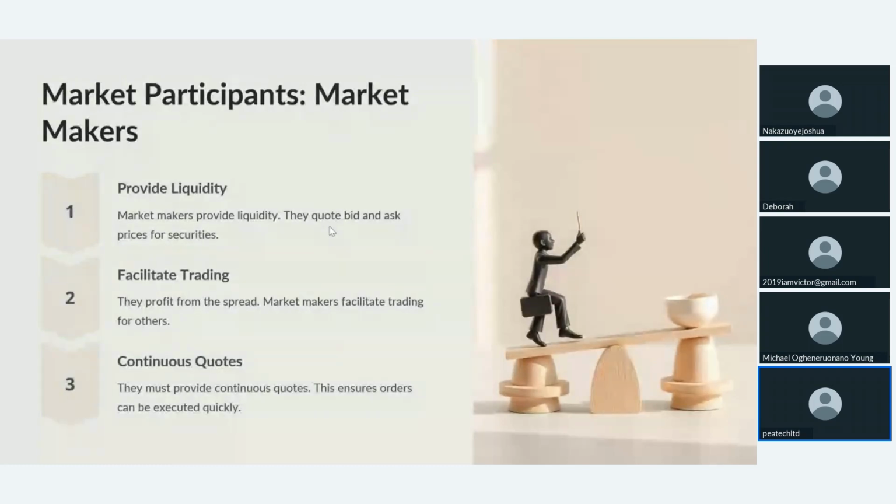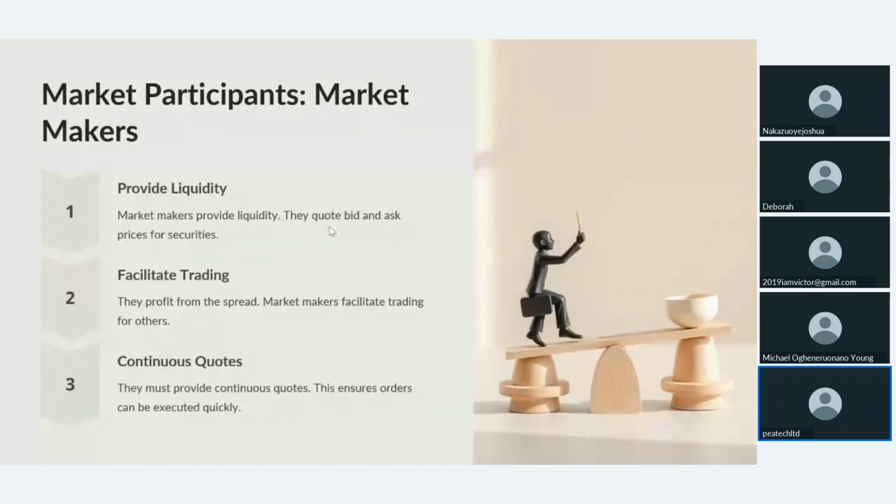Then they also facilitate trading, right? Such as giving spread. They are the ones that profit from the spread. When we go to the chart, I will show you what spread is. Market makers also facilitate trading. They help others to be able to execute trades.